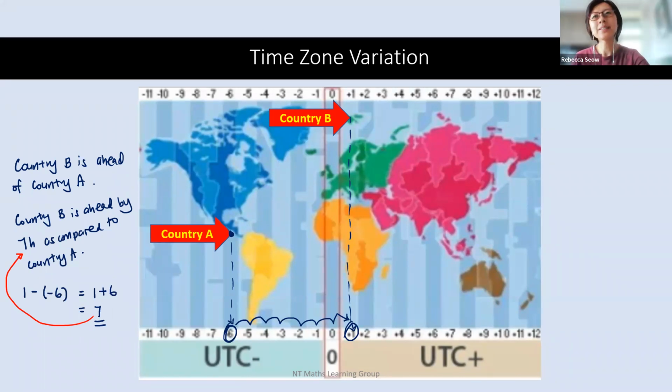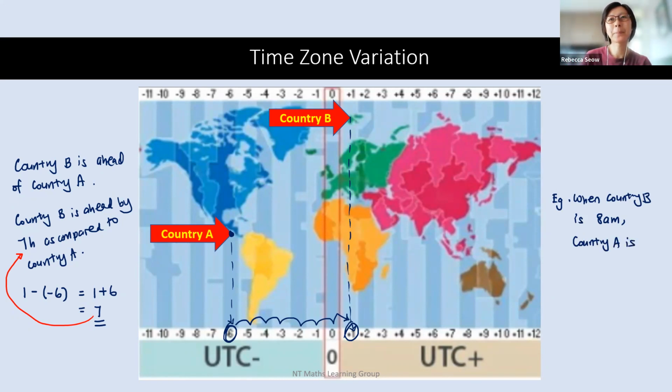Okay, so let's say when country B is 8 a.m., what can we say about country A? 7 hours before, right? So 7 hours before 8 a.m., it will be 1 a.m. So this gives you an idea of time zone variation.